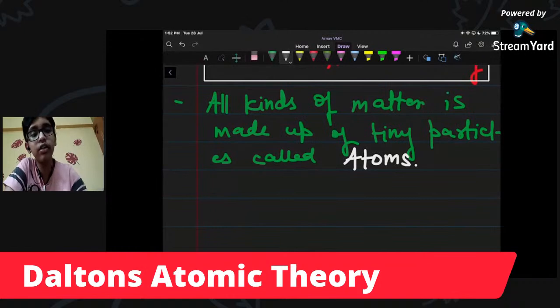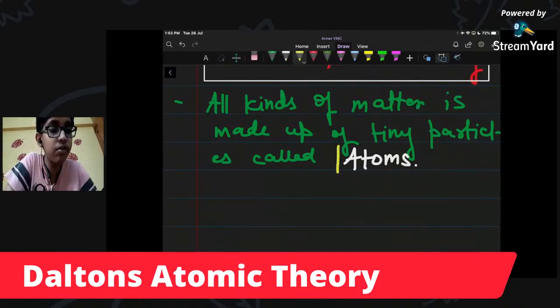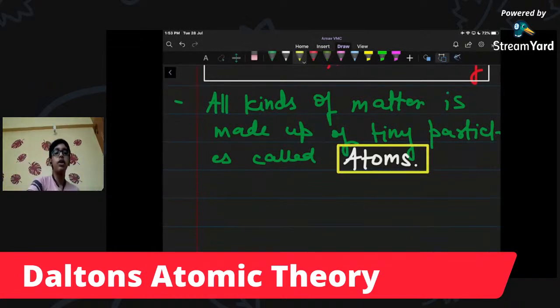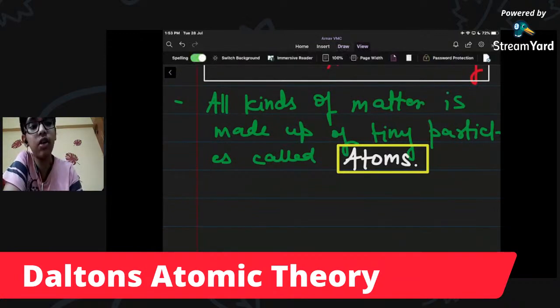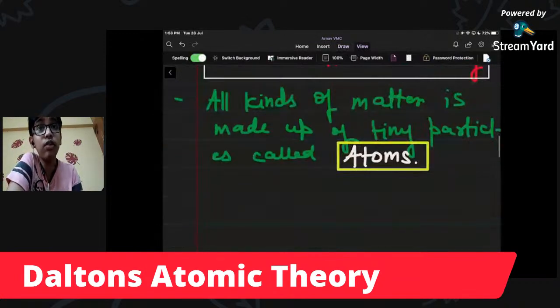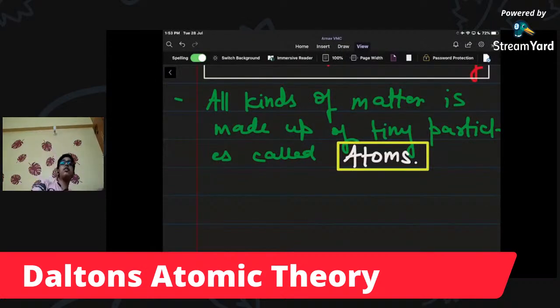That's why I've written it in another color. I will make a box with atoms also. These are called atoms. This was the first point of Dalton's atomic theory. Please remember it.